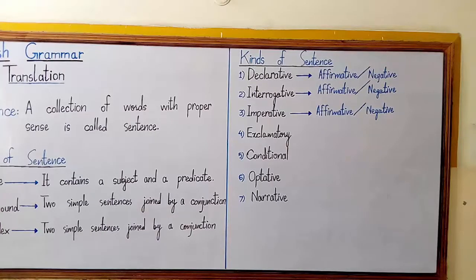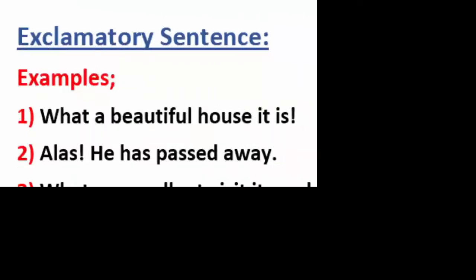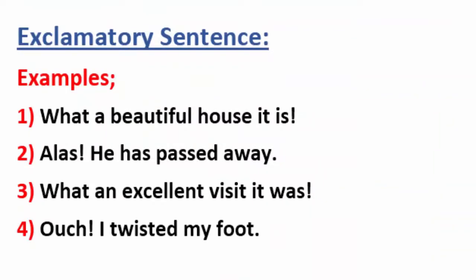Okay, my brothers, you know about declarative, interrogative and imperative sentences, that they can be affirmative and negative, and I have explained to you through the examples there. Exclamatory sentence is a sentence in which we show our emotions, feelings, pain, relief, etc. For example, example number 1, what a beautiful house it is. Example number 2, alas, he has passed away. Example number 3, what an excellent visit it was. Example number 4, ouch, I twisted my foot.